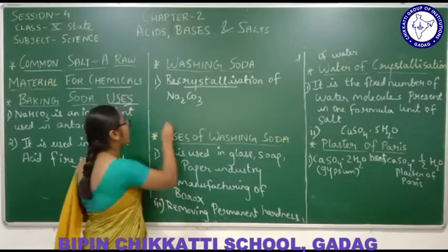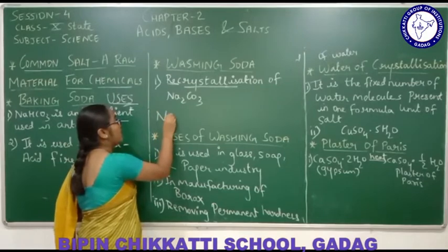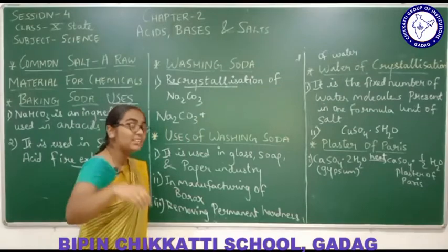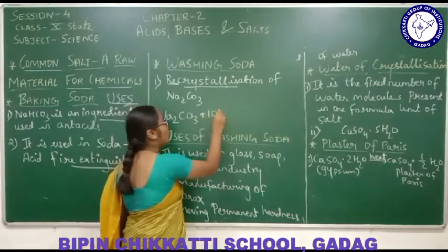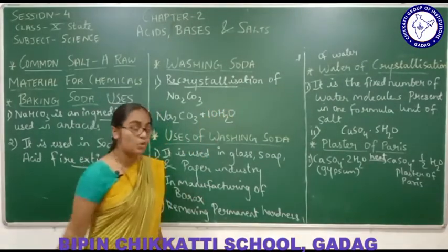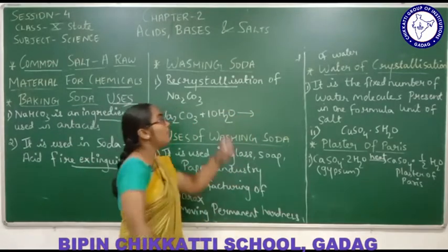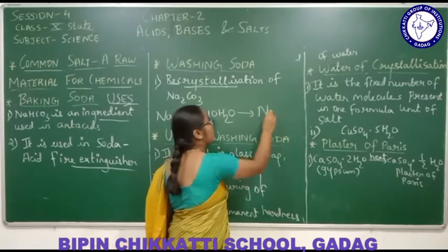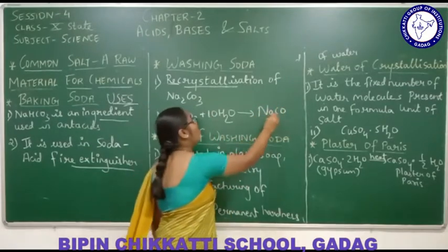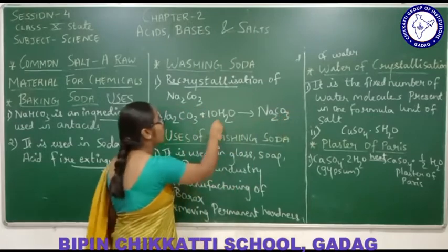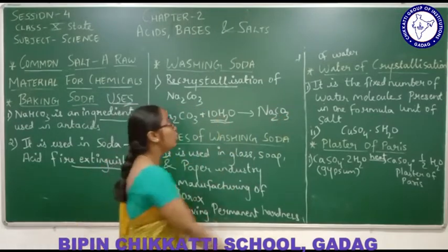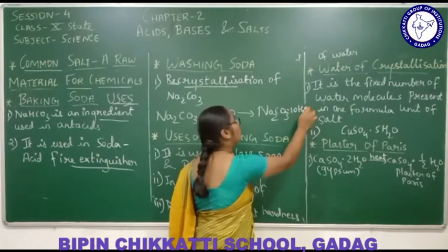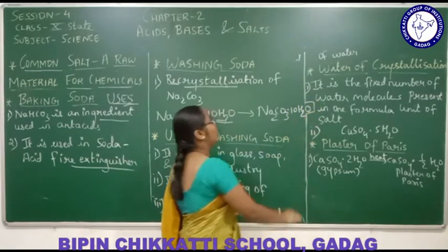Now let's understand by taking a reaction. Sodium carbonate, when it is treated or added with 10 water molecules, forms a compound which is nothing but washing soda, right? So the product will be written as Na2CO3, and how many waters did we add? 10 water molecules, right? So dot 10 H2O, right? 10 H2O.